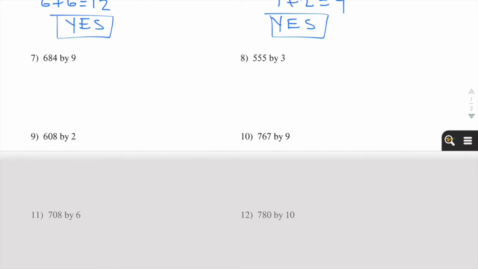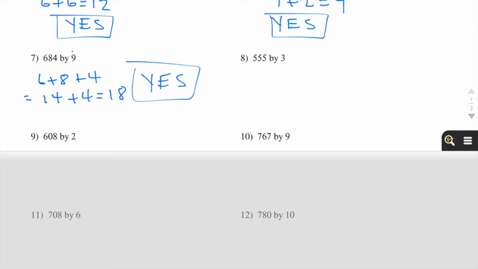Okay, number 7. Is 684 divisible by 9? Similar to the 3, we add up all the digits, and if 9 goes into the sum of the digits, then 9 goes into that number. So let's add up 6 plus 8 plus 4. 6 plus 8 is 14, plus 4 we get 18. Does 9 go into 18 evenly without going over? Yes, it goes into it 2 times, so 684 is divisible by 9. And that rule only applies to 3s and 9s.